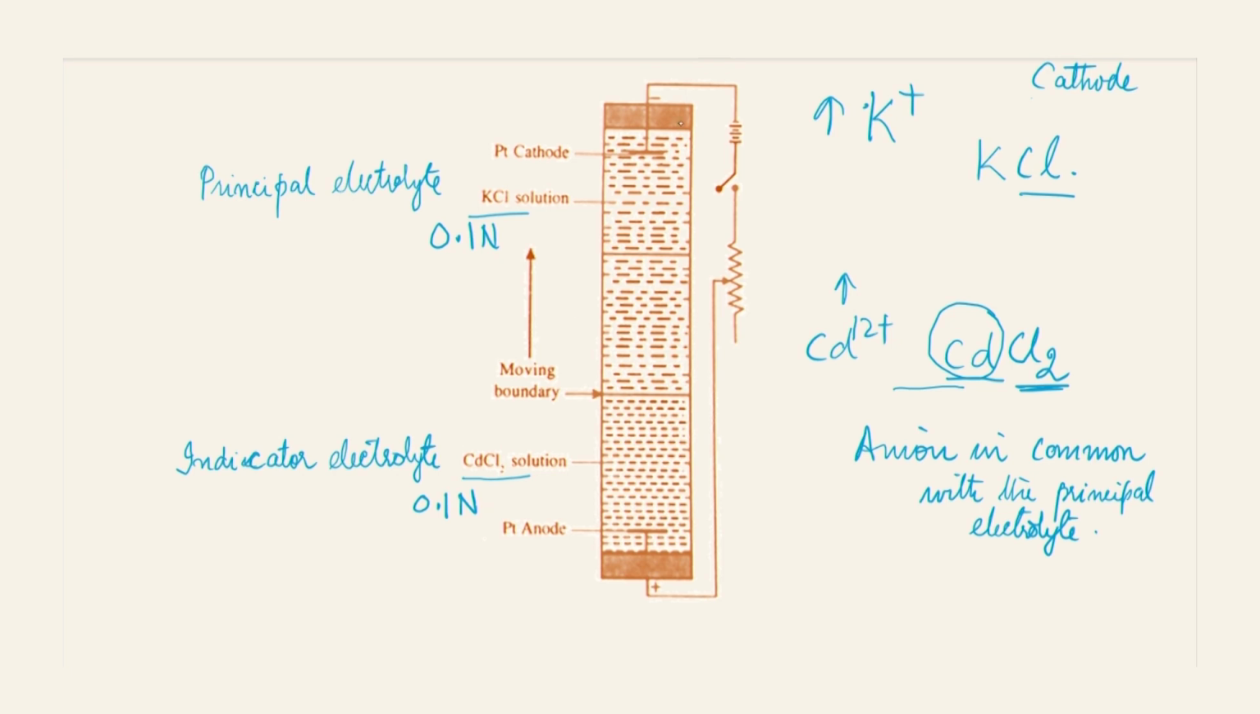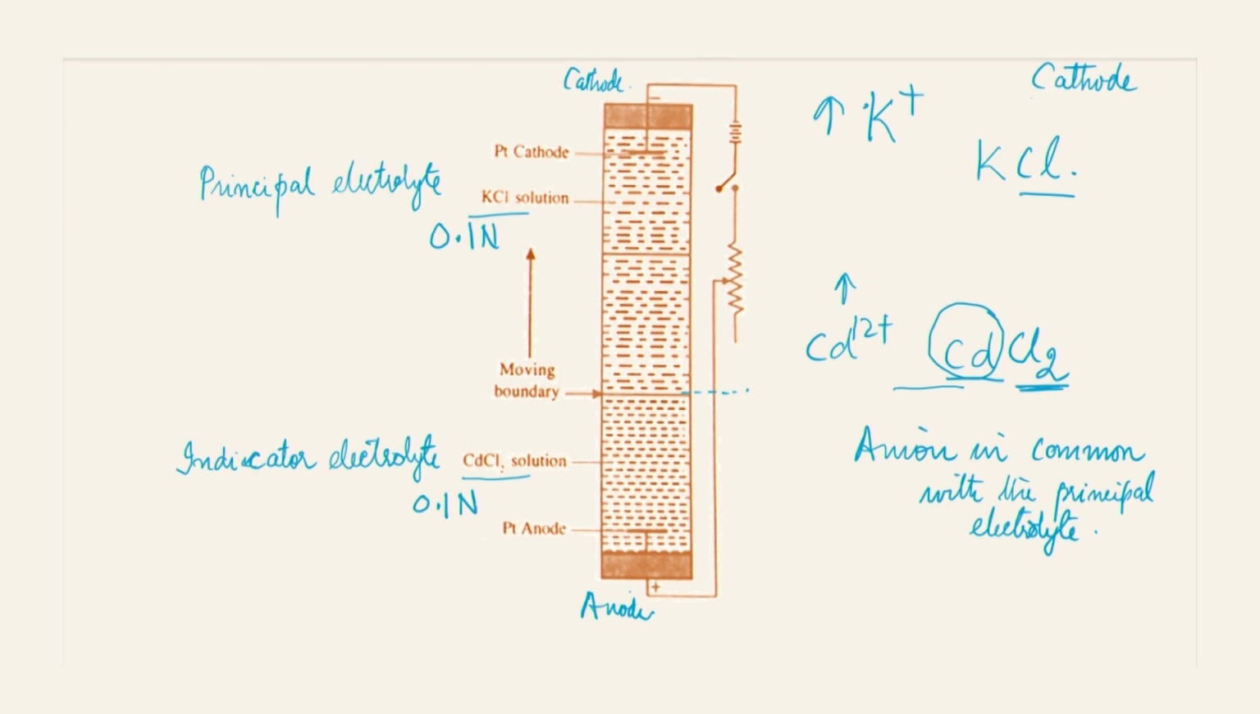Now, in this we have two electrodes, platinum electrodes, both cathode and anode are platinum. One is given a negative sign and the other one a positive sign, and the positive ions move towards the negative electrode. This is known as a cathode, and this will be the anode. Before passing the current, when we add the indicator electrolyte above which we place the potassium chloride, you can see that there will be a sharp boundary.